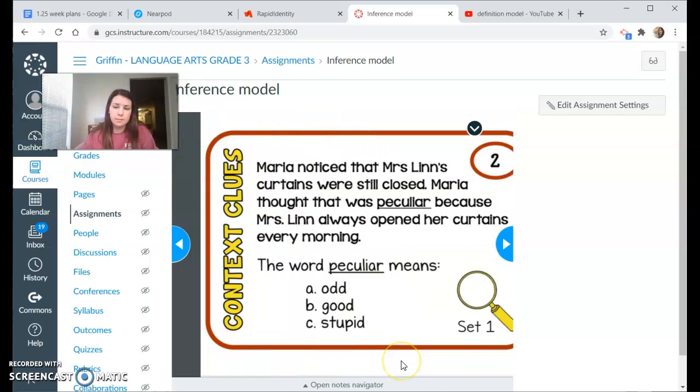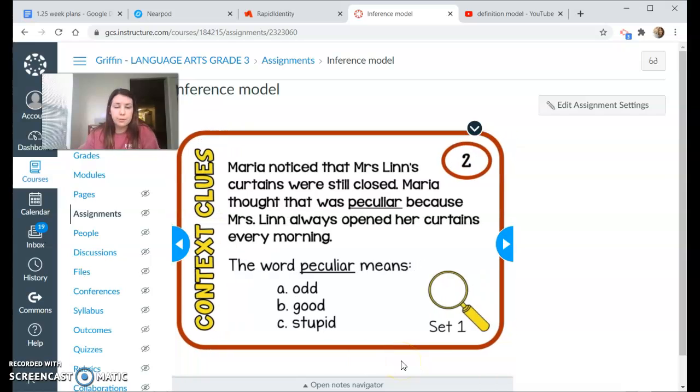I'm going to click submit, and now I've got another example for you all. Let's read it. Maria noticed that Mrs. Lynn's curtains were still closed. Maria thought that was peculiar because Mrs. Lynn always opened her curtains every morning. The underlined word is peculiar, and I need to use all the words around it to help me figure out what it means. So, what happened in the text? Well, Maria noticed that Mrs. Lynn's curtains were closed, but she thought that was peculiar because usually Mrs. Lynn's curtains are always open.